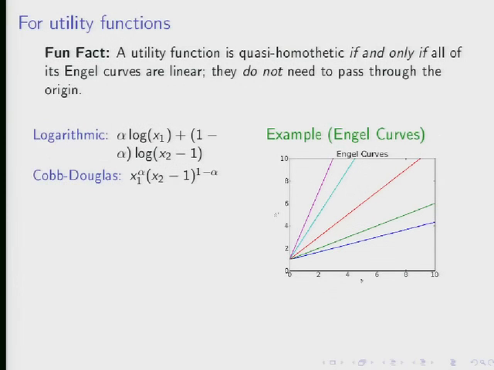they need not pass through the origin. In the example here, they're going to pass through the number 1 on the vertical axis here. Okay, so is that clear? Okay, now this is important when we think about demand for food.